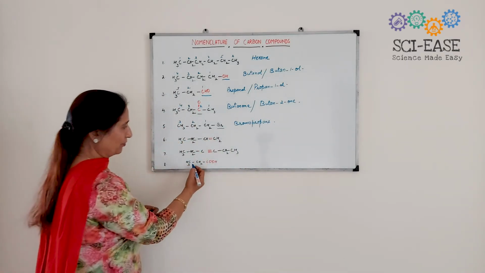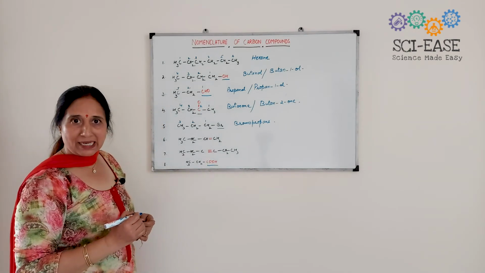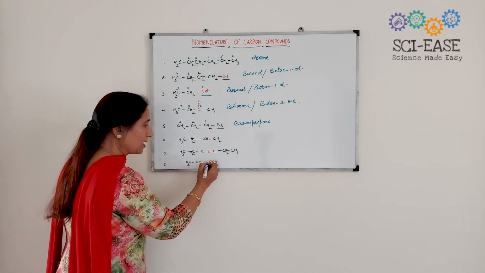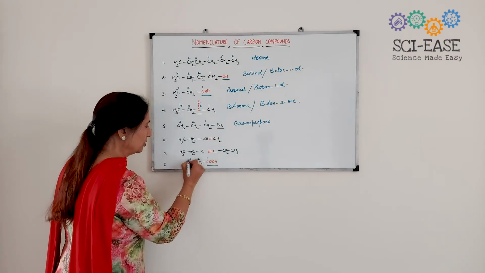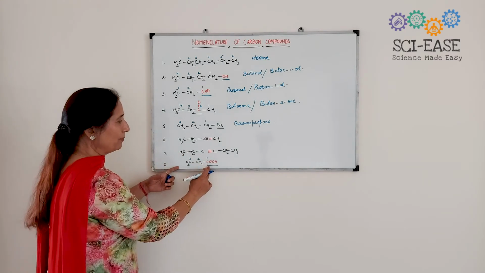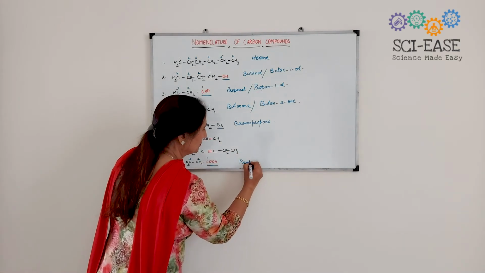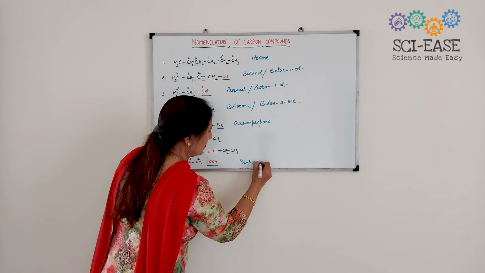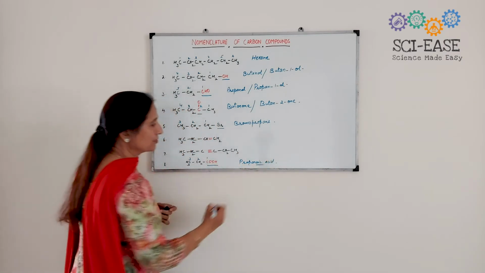Now come to this first. Here the group attached is the carboxylic acid group and this carbon will again be counted, 1, 2, 3. So this will be propanoic acid. -oic acid is the suffix used here.